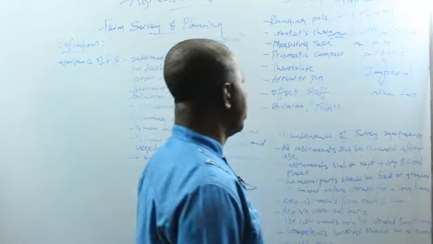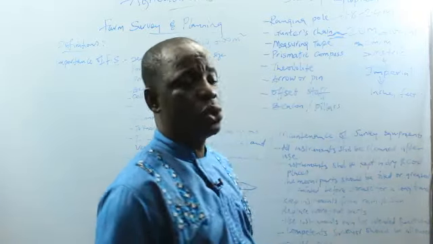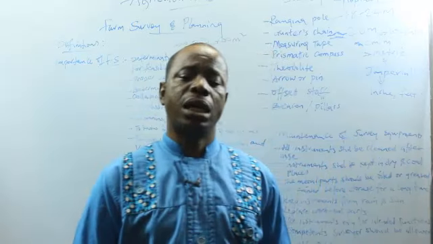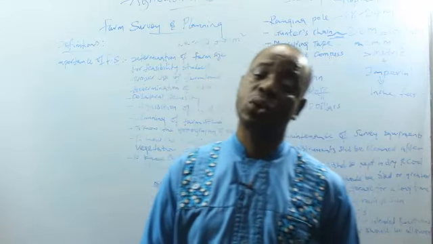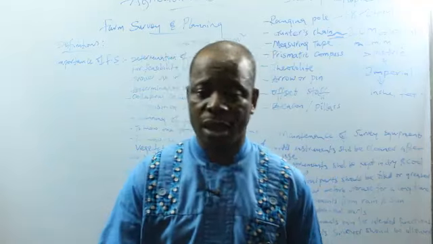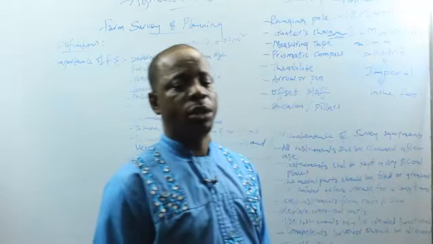Then we have the next one, prismatic compass. The measuring tape is used to take the horizontal and vertical linear distances between 2 points. That means it can take the length and breadth. It can also take the height and the depth measurement.